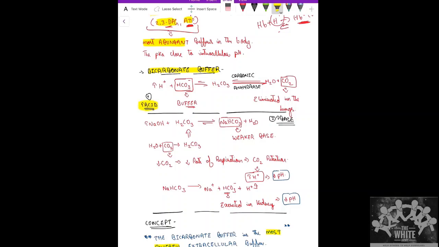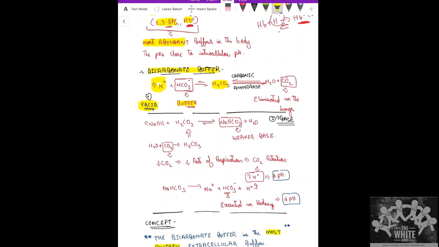If there is acidemia, there is an increase in H plus. So this H plus binds with HCO3 minus, the bicarbonate buffer. Bicarbonate buffer is nothing but HCO3 minus that is present in the blood as a store for buffering activity. This H plus and HCO3 minus form H2CO3.